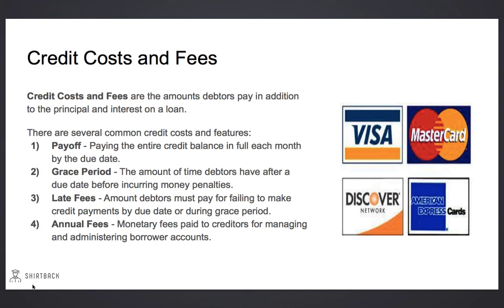Grace periods are the amount of time that debtors have after the due date before they incur any money penalties. Late fees are the amount that debtors must pay for failing to make payments on time or during the grace period. Annual fees are money that is paid to creditors for managing and administering borrower accounts.